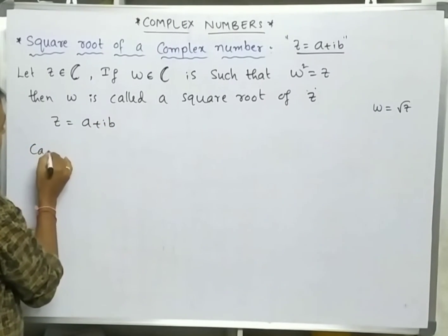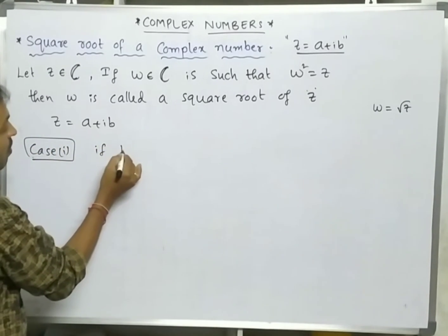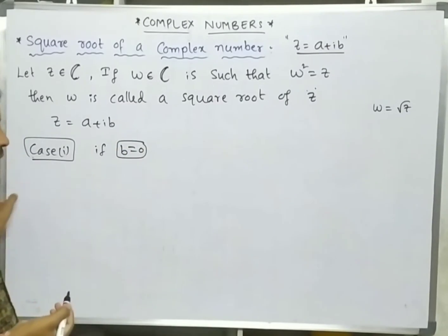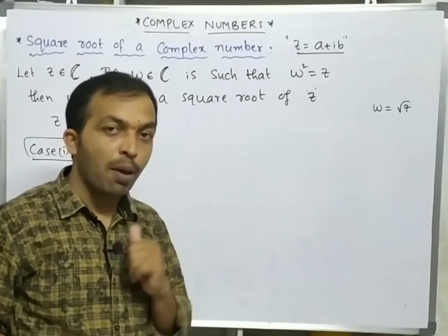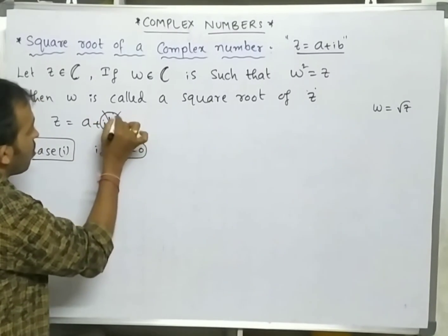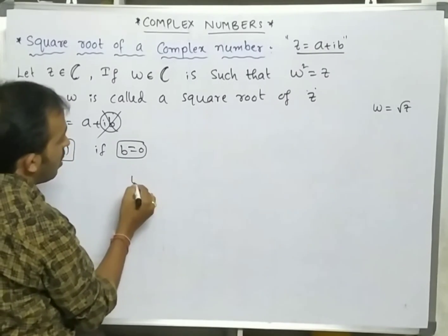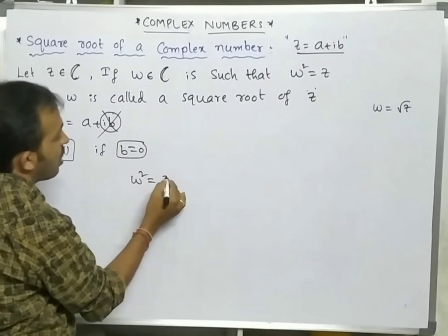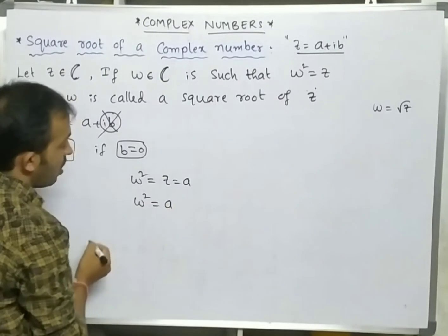Here we have two cases. In the first case, I am taking b equal to 0. If b is equal to 0, then what happens? The imaginary part becomes 0, it will vanish. Then w square is equal to z, right? Then w square is equal to z, which is equal to a. That means w square is equal to a.